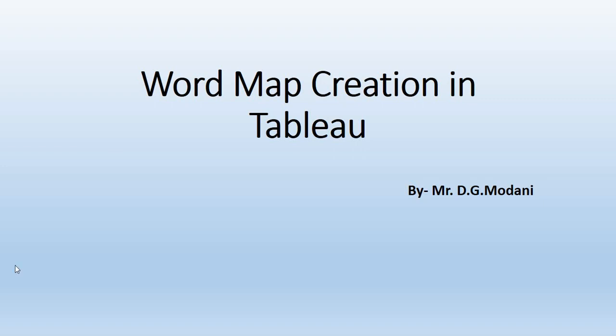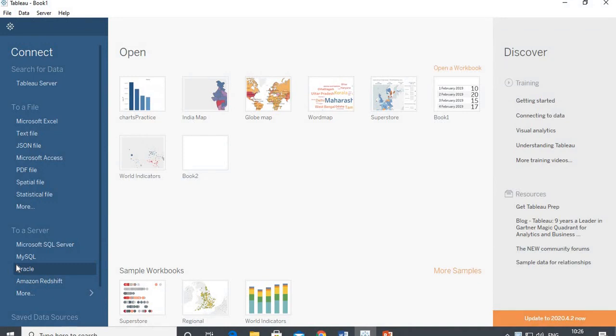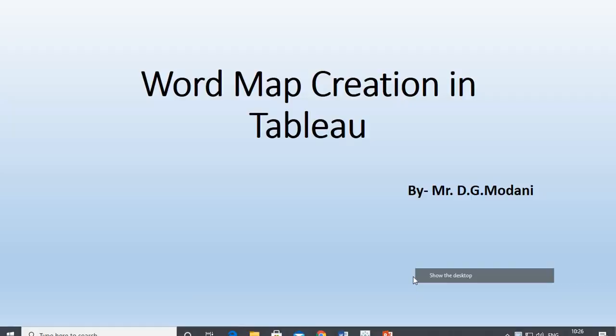So today we will see how to create a word map in Tableau. The name of our assignment is word map creation in Tableau. For that purpose, first of all, we will import our data set into Tableau. So I will show you my data set first.